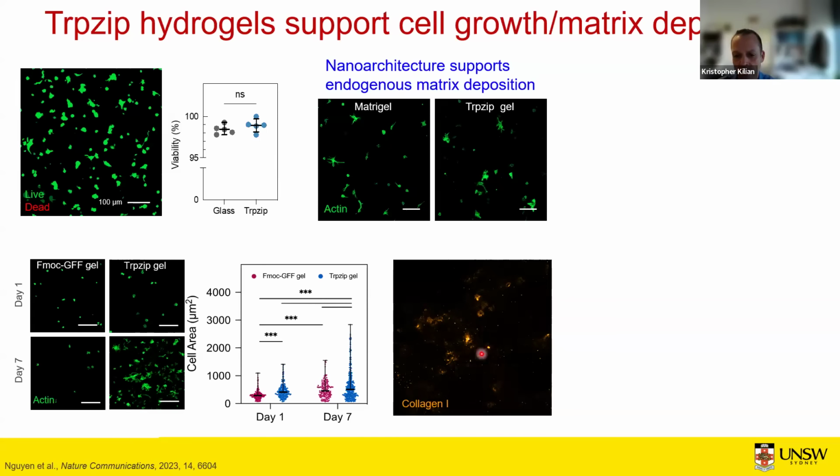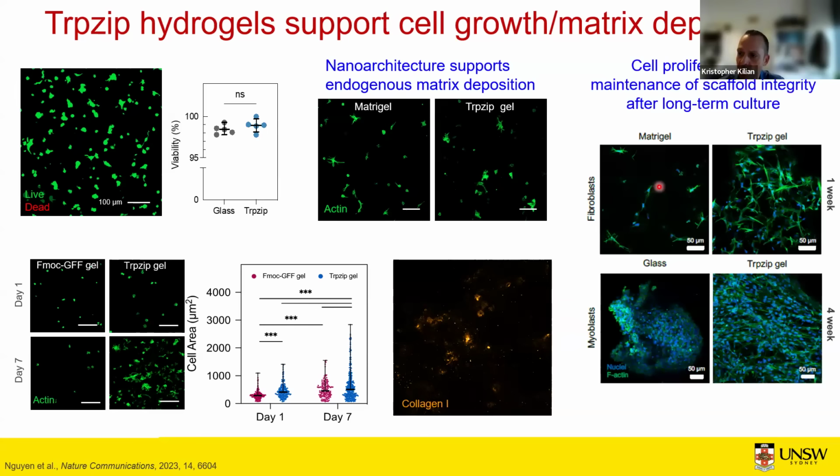And after 1 week, you can see we have evidence of collagen being deposited within the matrix. We're still exploring how this works, but it's pretty exciting. And importantly, if we look at long-term culture, where you see these fibroblast cells, after 1 week, you get comparable spreading and extension. And then after a month with myoblasts, you can see that we get really nice proliferation.